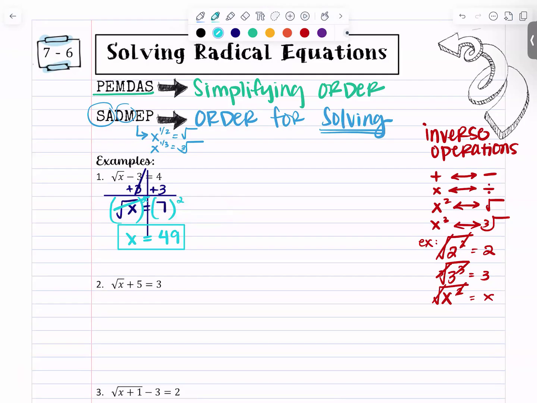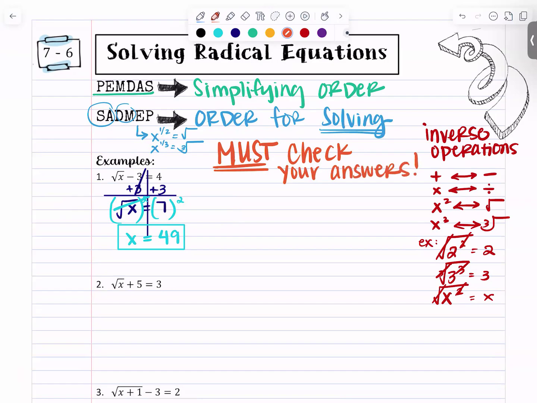Now, here's super important. You must check your answers. I don't make you for anything else because you can choose to, but in these, you must check your answers, because they don't always work. You'll always get an answer, but it doesn't always work. And sometimes you get two answers and only one of them works. So you really always have to check your answer. So by that, I mean you have to take 49 and put it back into the problem.